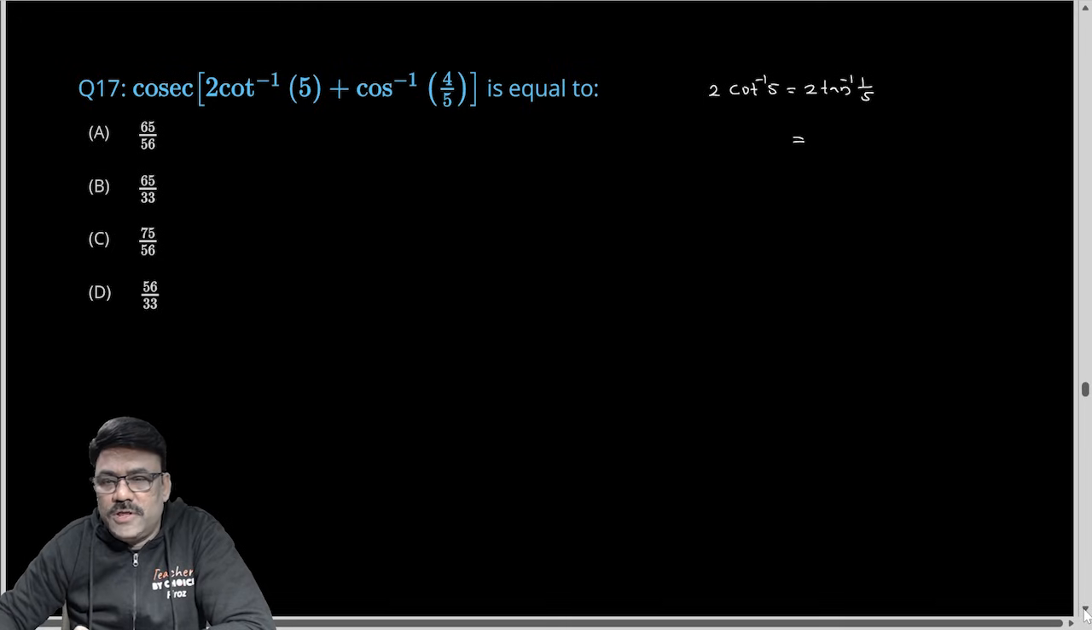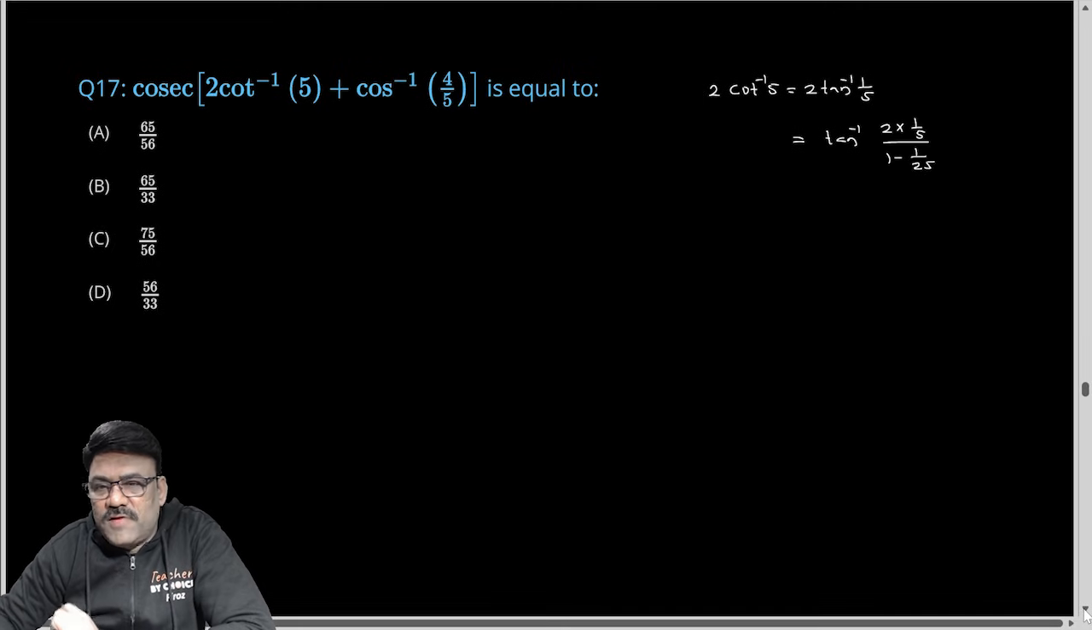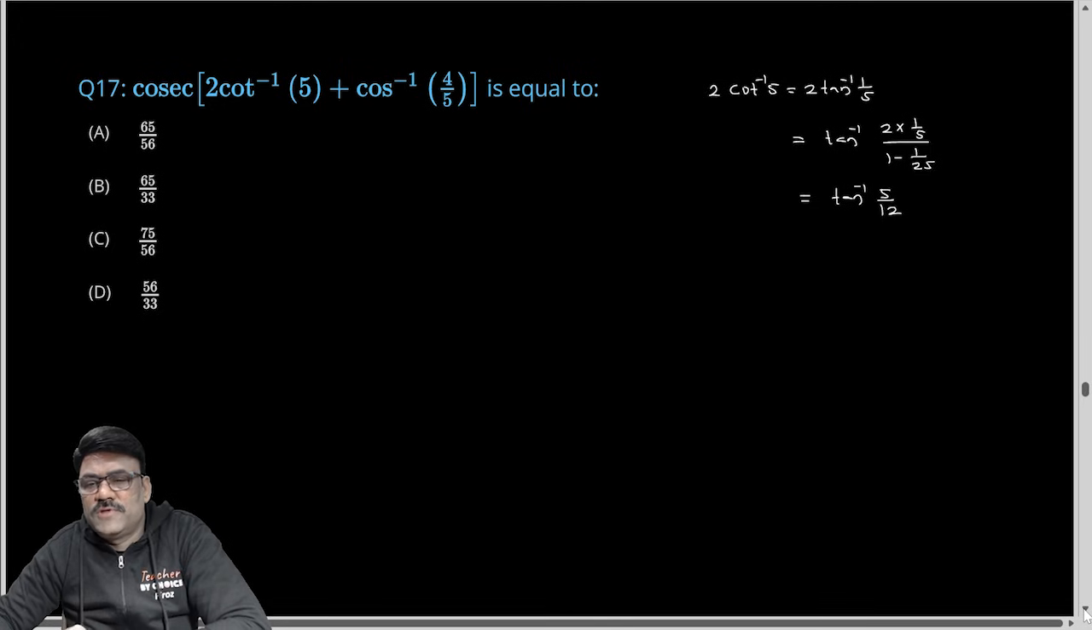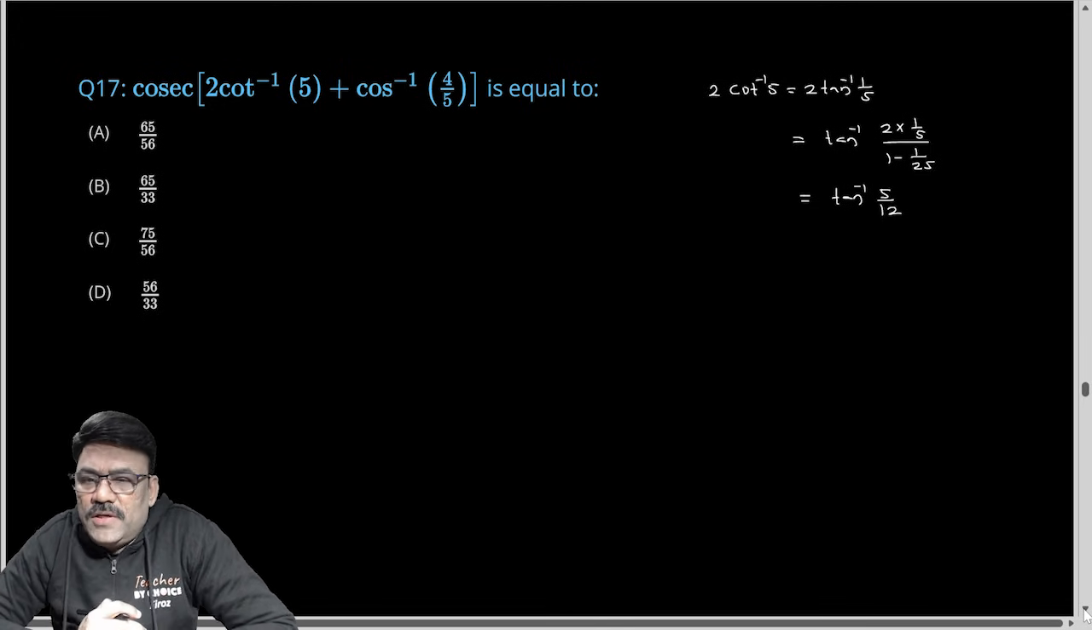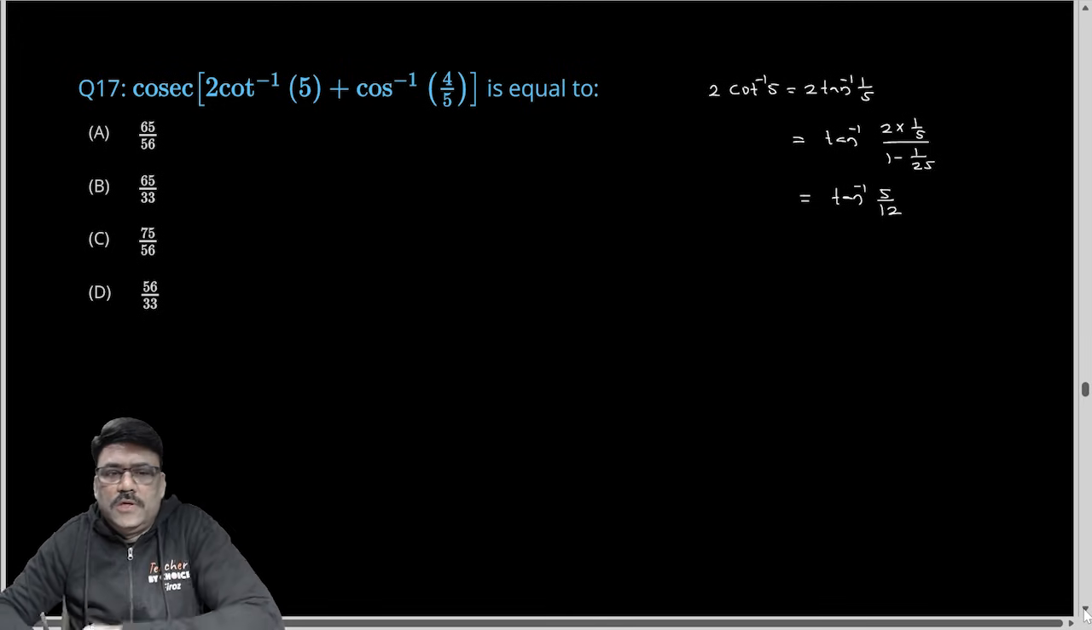Now use the formula: 2 tan inverse x is tan inverse of 2x over 1 minus x square, when x lies between minus 1 and 1. And obviously x lies between minus 1 and 1 here. So this is tan inverse of 2 into 5, 10, 10 by 24. 10 by 24 means 5 by 12. So this 2 cot inverse 5 is actually tan inverse 5 by 12. Right?